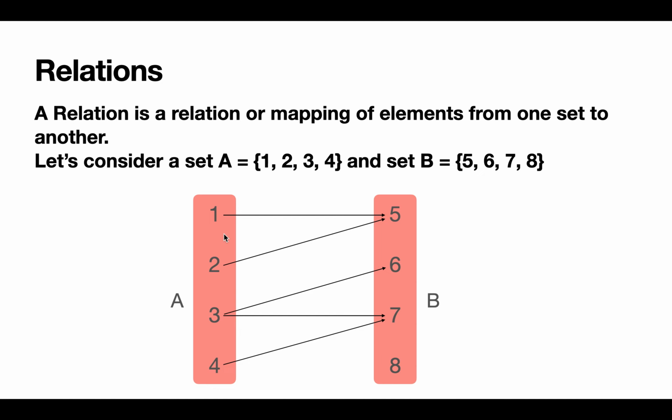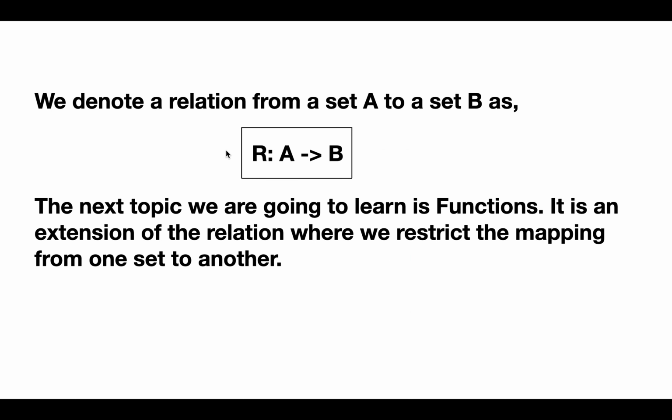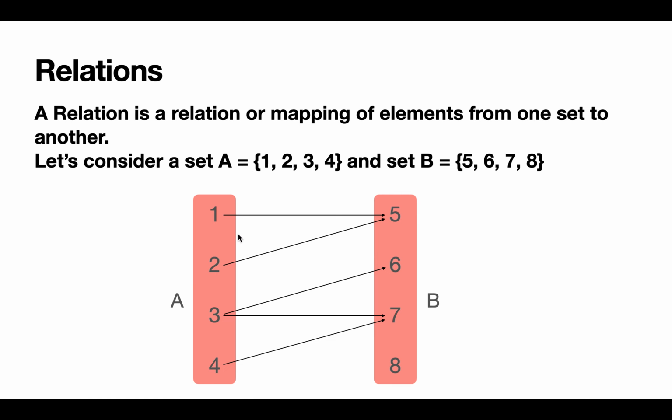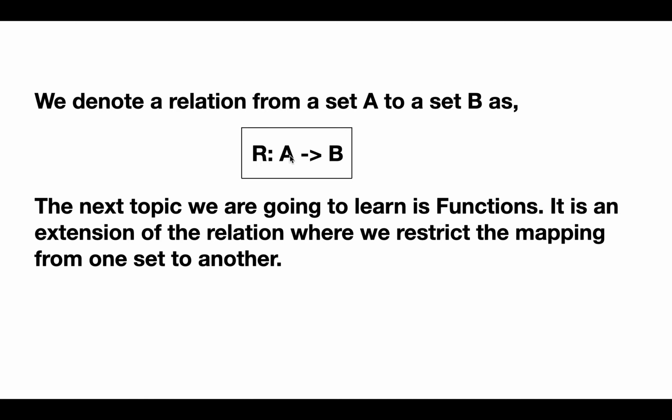A relation is nothing but elements in one set being related to elements in another set. In this example, we can see that elements in set A are related to elements in set B. Next, we denote a relation from set A to set B as R from A to B. From the previous example, this relation is from A to B. That's why we say R is from A to B. This is how we denote a relation.